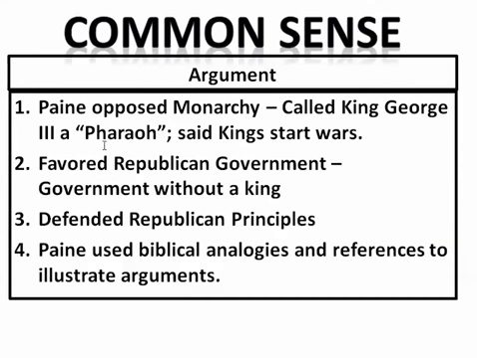He said that King George III was a pharaoh. He said he started wars and abused people's rights. And he's going to favor a republican form of government. And if we look at a republican form of government, that's a government without a king. And Republican principles are very important, and they're going to tie into what John Locke believes. And Paine is even going to use biblical analogies to reference and illustrate some of these arguments. And that indicates that he was affected by the Great Awakening.